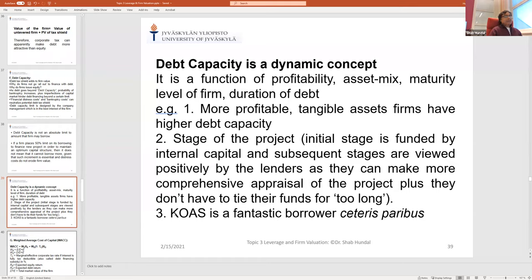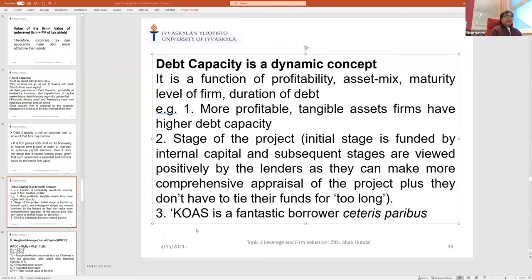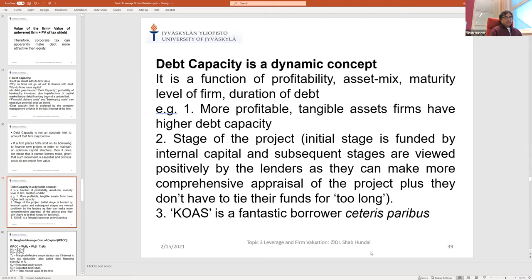Okay. So to me, when I look at the very local level, I'm really impressed by the debt capacity of Kuwas. Believe me, Kuwas has not paid me anything to make their advertisement.